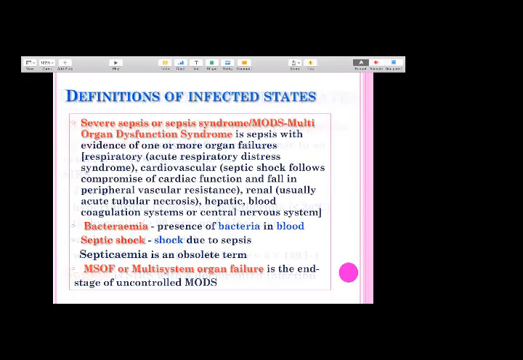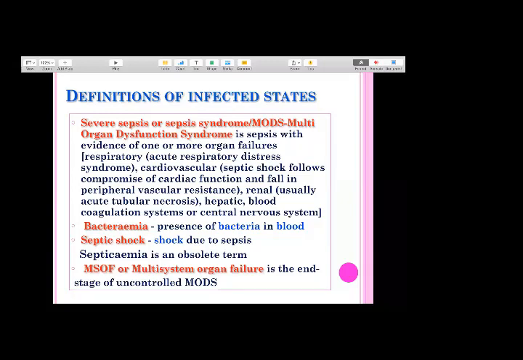Infected states, we get definitions. We have severe sepsis or sepsis syndrome, the MOD or MODS, which stands for multiple organ dysfunction syndrome. It's a form of sepsis with evidence of one or more organ failures. One or more organ failures associated with sepsis results in MODS.